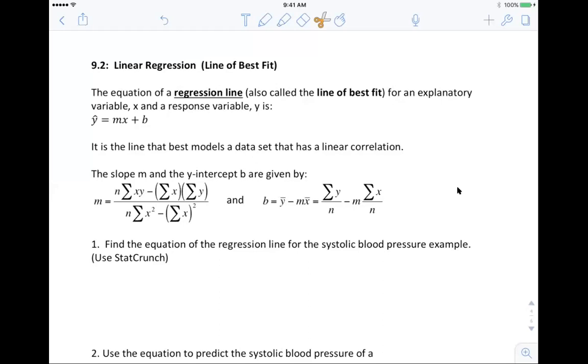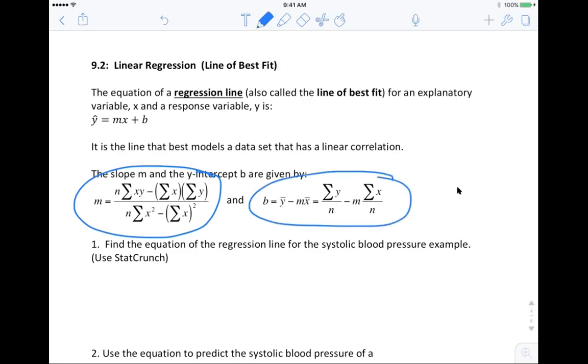Although I do give you the formulas here if you're interested in finding the slope, which we use m for, or the y-intercept, which we use b for. Okay, but those again are just really involved calculations that are kind of tedious, and since it's 2020, we're going to use StatCrunch.